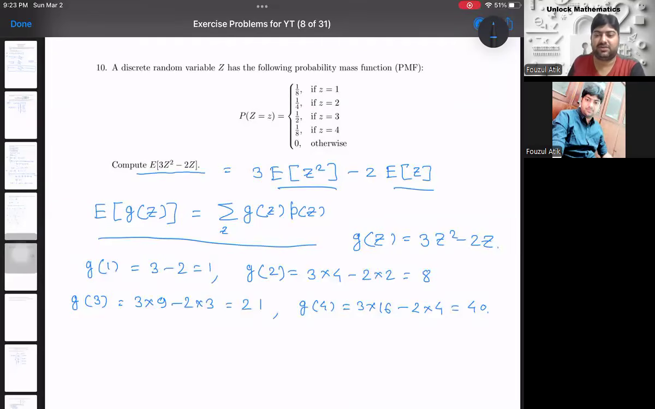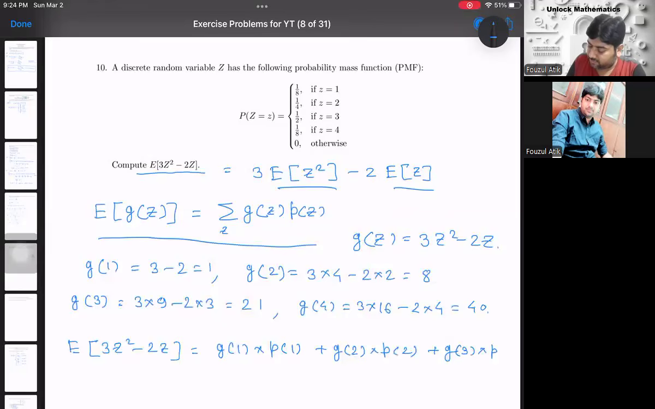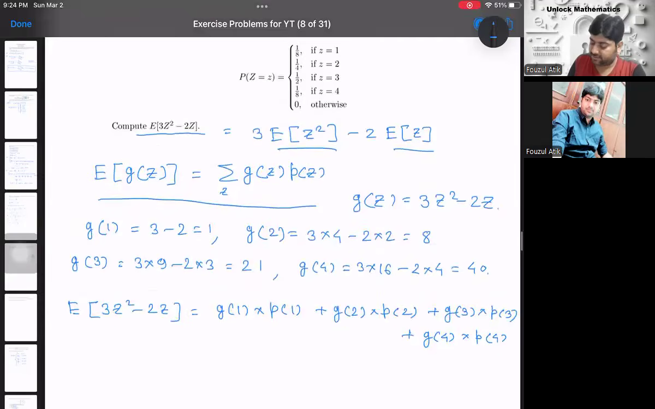So the expectation of this value is what? Finally we get that the expectation of 3Z square minus 2Z is g of 1 into small p of 1 plus g of 2 into small p of 2 plus g of 3 into small p of 3 plus g of 4 into small p of 4. We can do it in this way, and if we put in the values, we will get the answer.